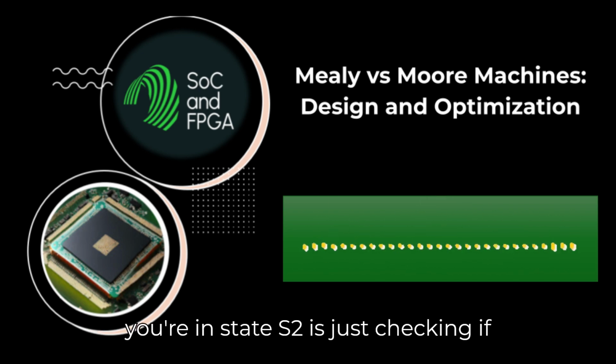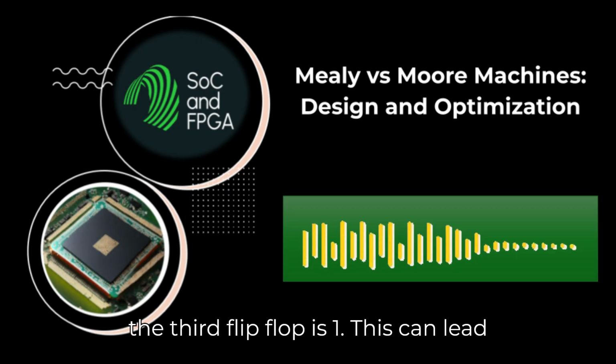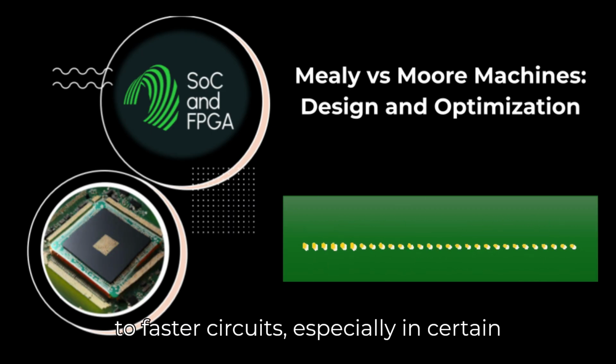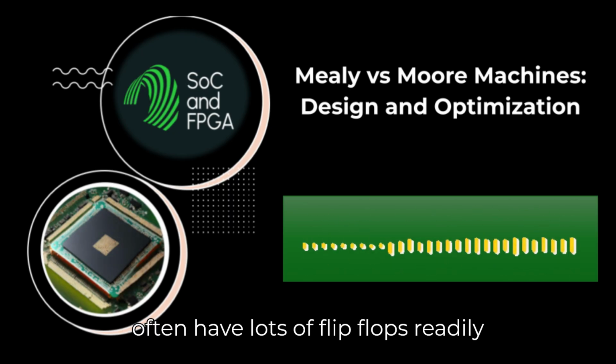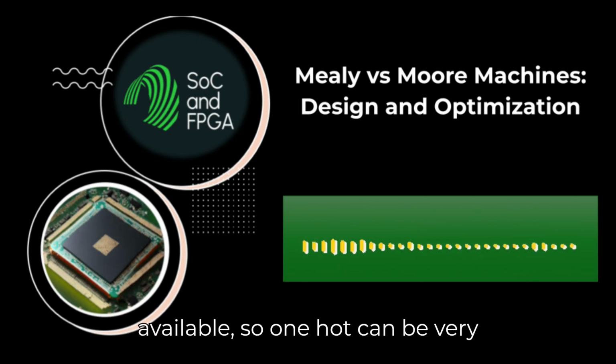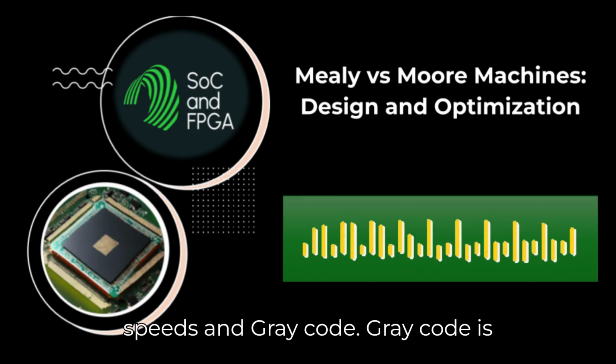Checking if you're in state S2 is just checking if the third flip-flop is 1. This can lead to faster circuits, especially in certain hardware like FPGAs. Exactly. FPGAs often have lots of flip-flops readily available, so one hot can be very efficient there, leading to higher clock speeds. And Gray code.